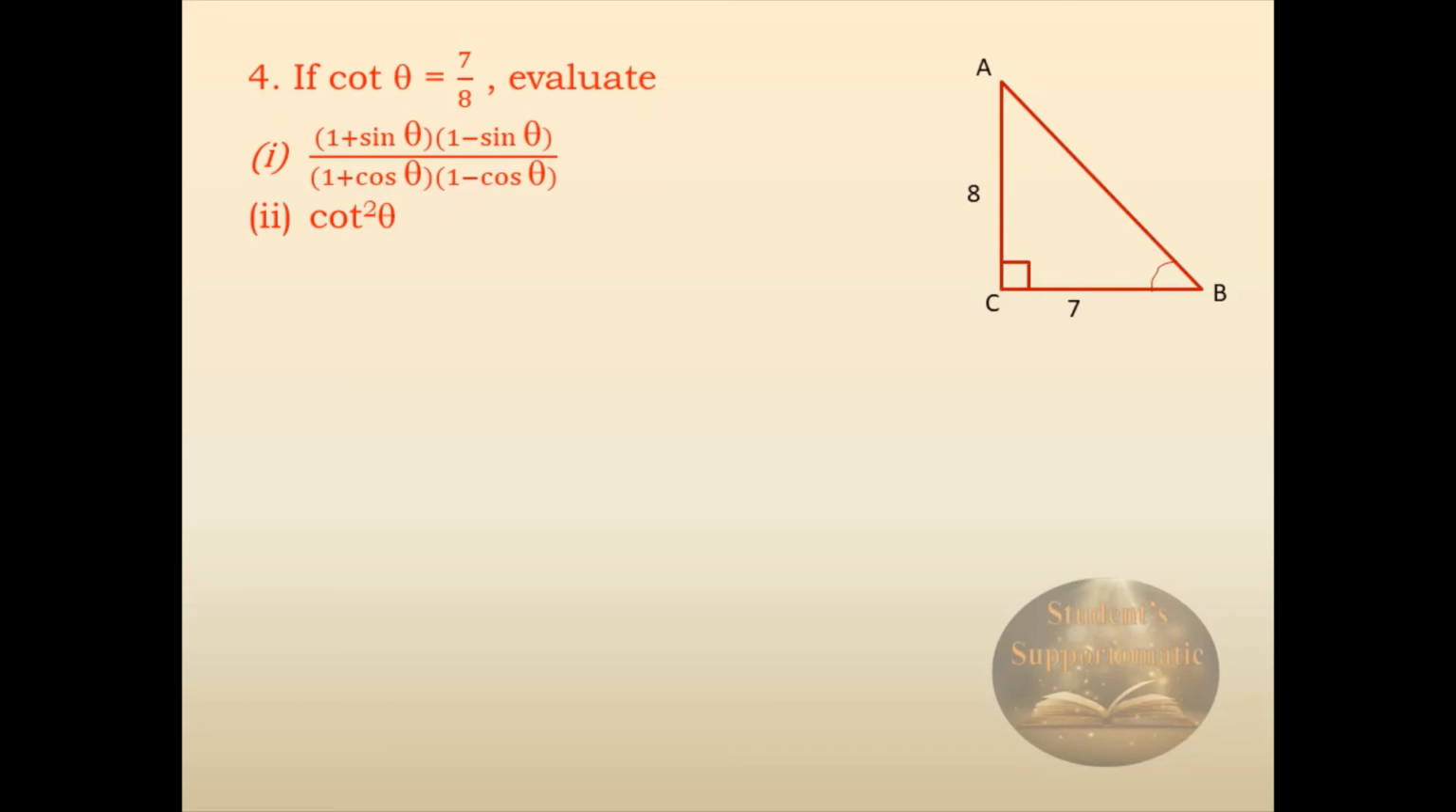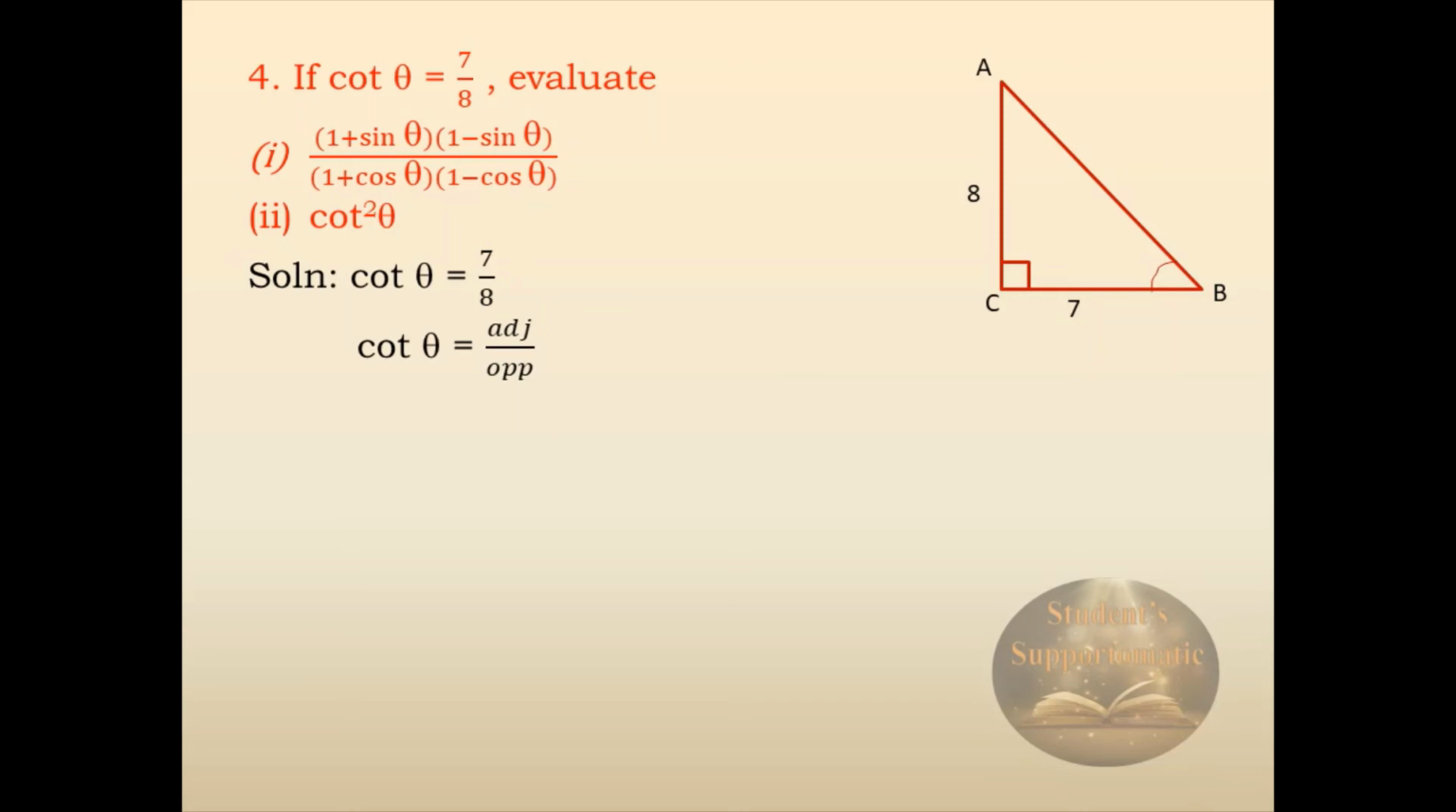First we'll consider a triangle ABC. Here cot theta means what? It is adjacent by opposite. Tan theta is opposite by adjacent, so cot theta is the reciprocal of tan theta. Cot theta is adjacent by opposite, so the adjacent value is 7 and the opposite value is 8.